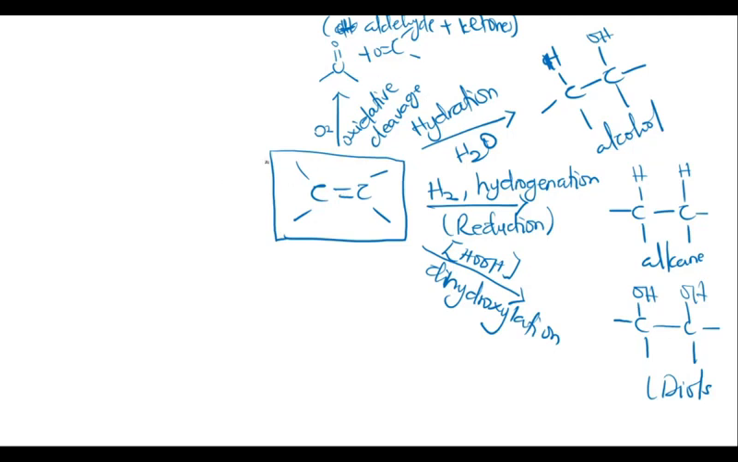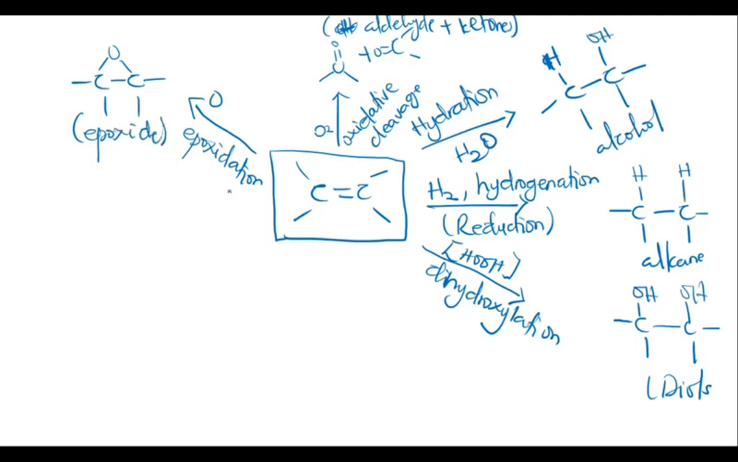Alright, now this same alkene, if we add just oxygen to it, we call this epoxidation. That is, we have the carbon here being attached to the oxygen over here. So if we have any compound of this form, this is what we call the epoxide. Okay, that is just adding oxygen to an alkene.